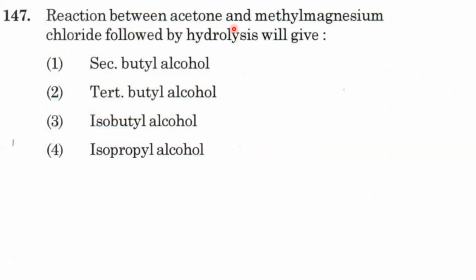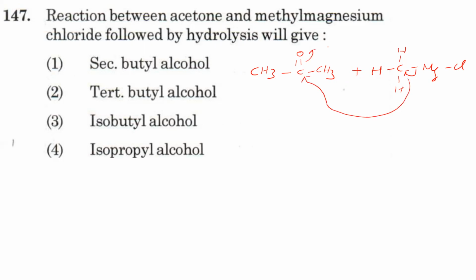Now reaction between acetone and methylmagnesium chloride followed by hydrolysis will give. Okay. Now acetone we will take. Acetone is CH3COCH3. Now we will take methyl magnesium chloride. Methyl group we will write CH3MgCl. Now carbon is non-metal, therefore bond is migrating like this. It is attacking this C. This bond is migrating. This Mg is attacking this O. So we will get CH3 C CH3 here O MgCl. This adduct we are getting.